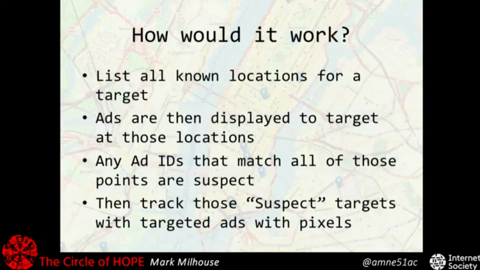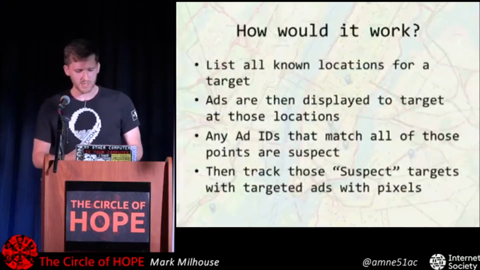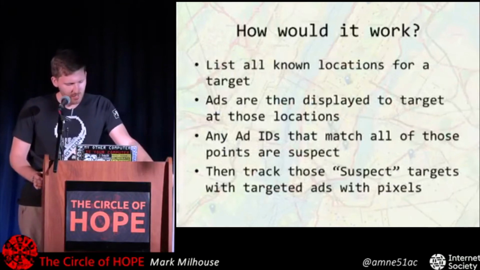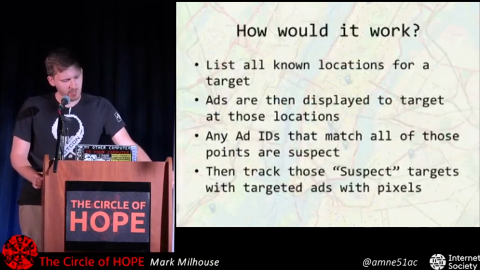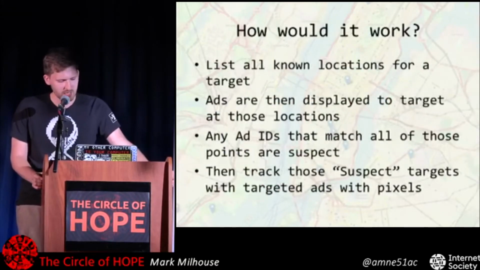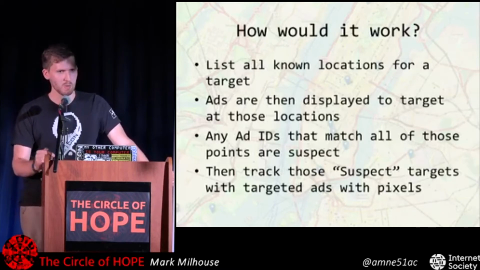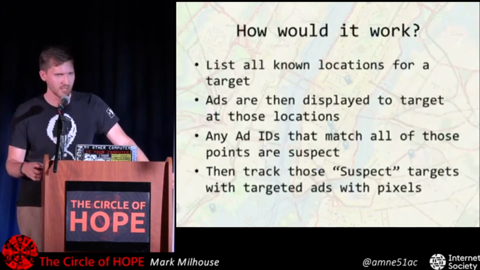But you're wondering, when you put all this together, how exactly does it work? We would list all known locations for a target. We would know where your house is, your work, maybe your dry cleaner, or where you go to church. We would then send advertisements to everyone that visits these locations. An attacker would add all of the suspects to a list and target them specifically. So a suspect would be somebody who has been to enough of these locations to possibly be you or be the target.